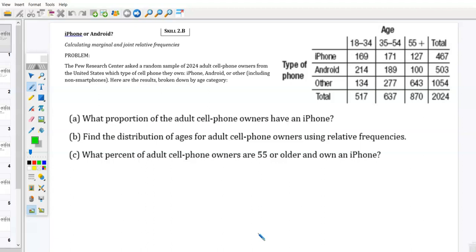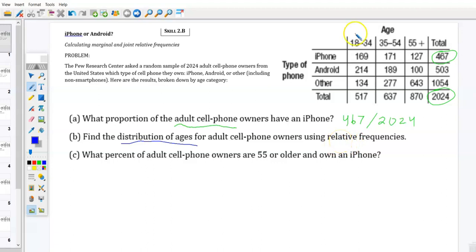I'm not aware. What proportion of the adult cell phone owners have an iPhone? So that's just saying big picture, do you have an iPhone or not? So 467 divided by the grand total of 2024. So that would be the percentage or relative frequency of that happening. Distribution of ages for adult cell phones is using relative frequency.